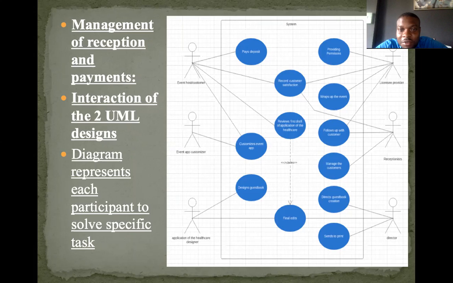So the very first one talks about the event host and the customer. Yeah, the customer pays the deposit. He or she records customer satisfaction, and also reviews the first draft of the application of the healthcare.